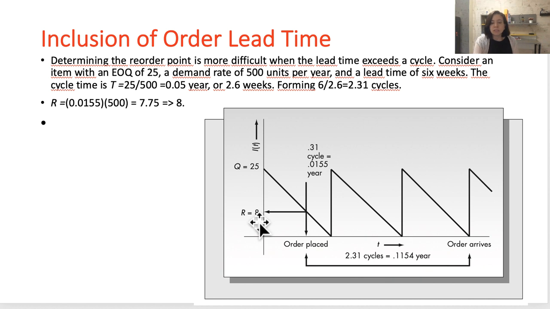So when the inventory level is 8, we give the order, and we obtain this order after 2.31 cycles. And again, for example, when we are in this cycle, and when the inventory level is 8, again we give an order and we obtain that order 2.31 cycles later.